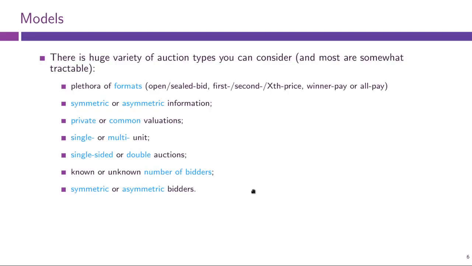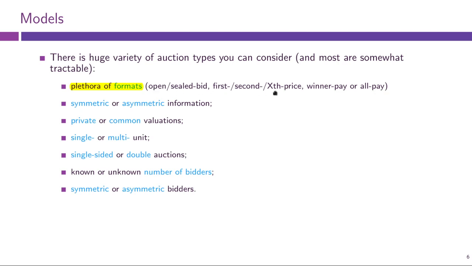So there is a huge variety, as I said, of auction types that you can consider in general. First of all, there is a huge variety of formats. You can have sealed bid, where bidders cannot see what everyone else bid, or you can have an open bid, which is like a trading floor in which everyone can hear what bids everyone else shouted at each other.